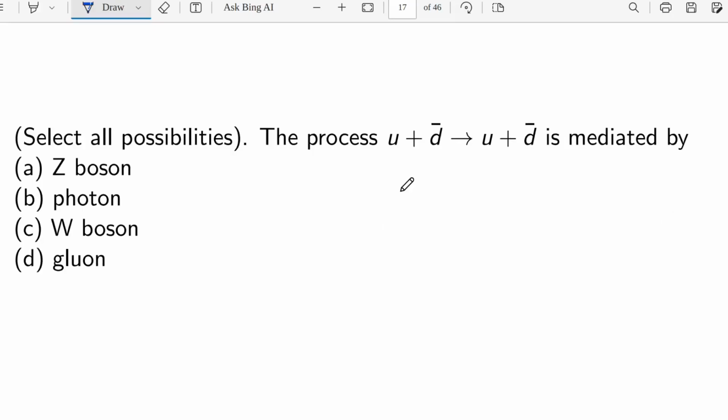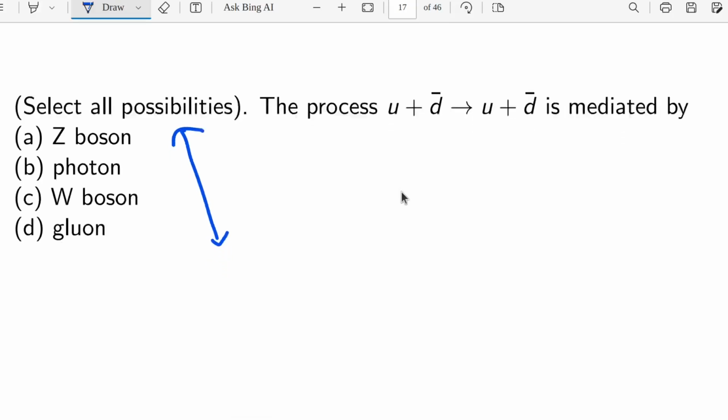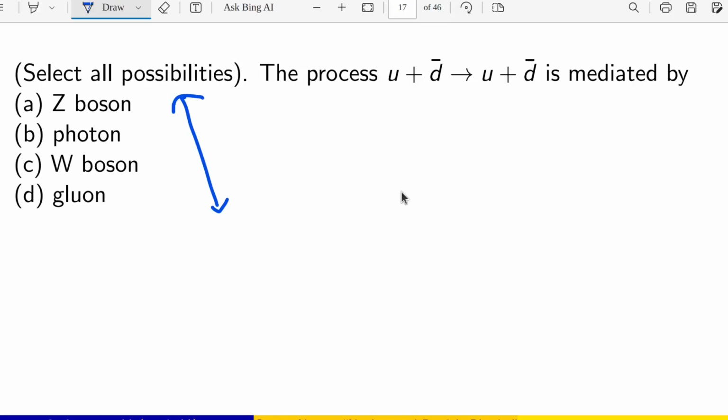Select all possibilities. The process U plus D bar goes to U plus D bar is mediated by which particles? Is it W boson? Is it photon? Is it Z boson? Or is it gluon? Okay. So first of all, U plus D bar going to U plus D bar.